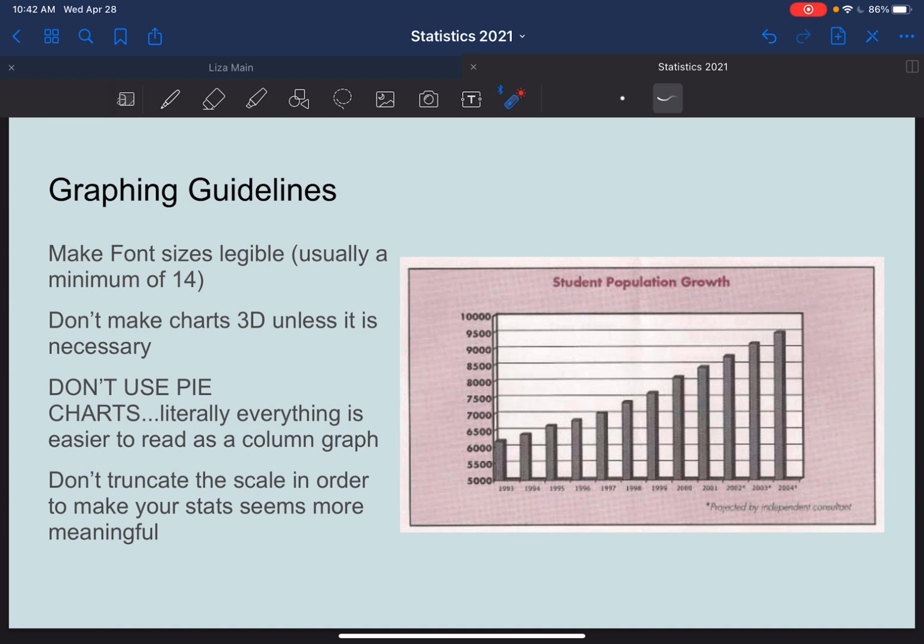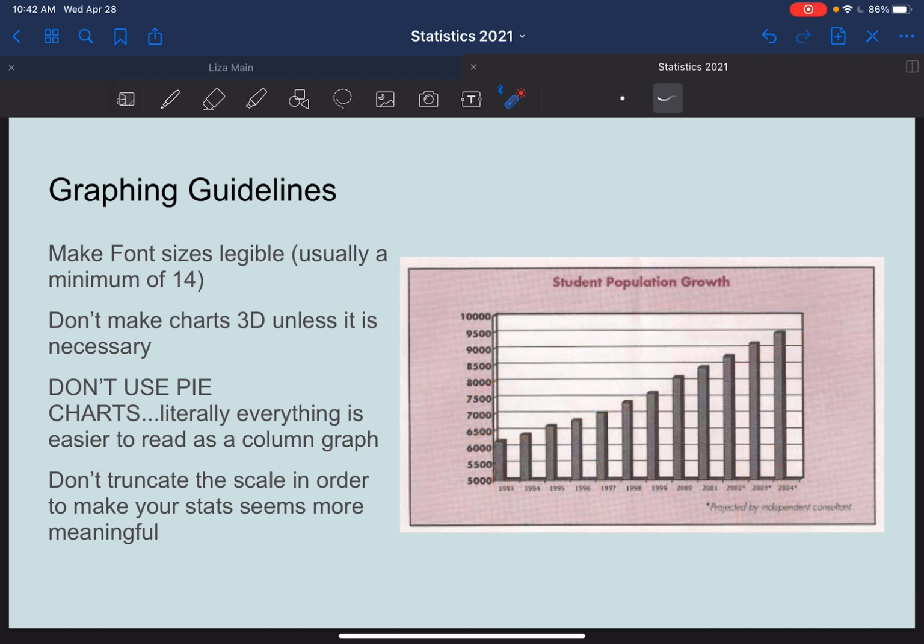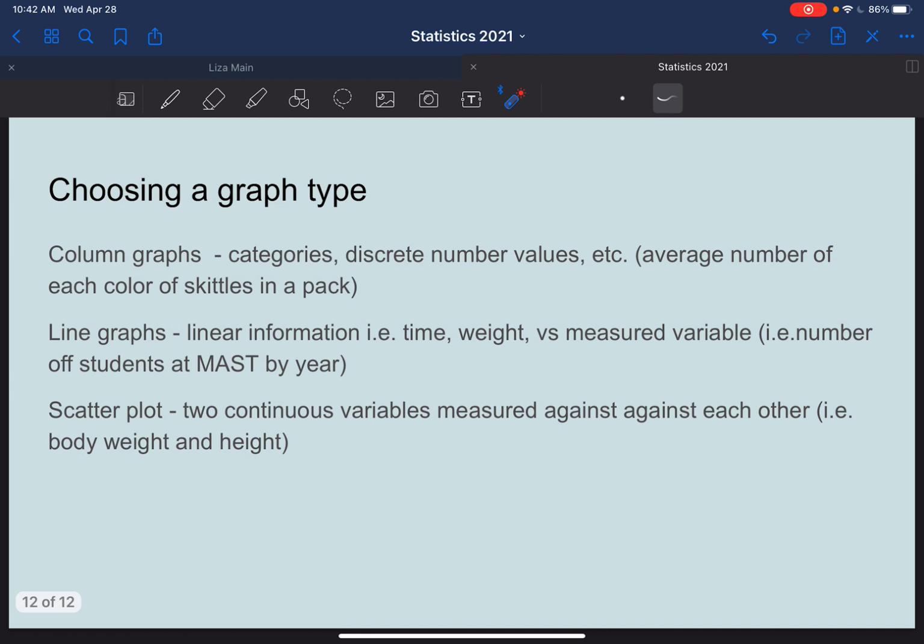Also, these people are big fat liars trying to manipulate you. Look, the scale on the Y, it doesn't start at 0. It starts at 5,000. That's because if you carried these lines all the way down the way they're supposed to be, the difference from here to here, not that big a deal. They're trying to make it look like a bigger deal than it is. That's way sketchy. Don't do that.